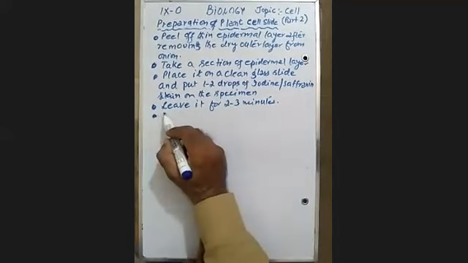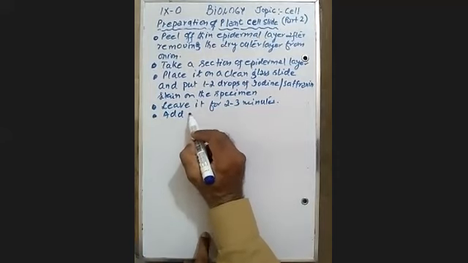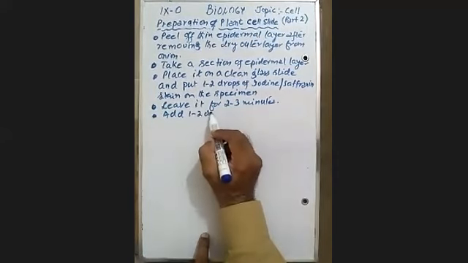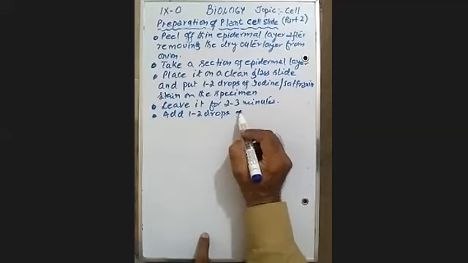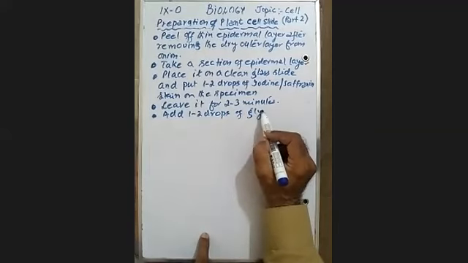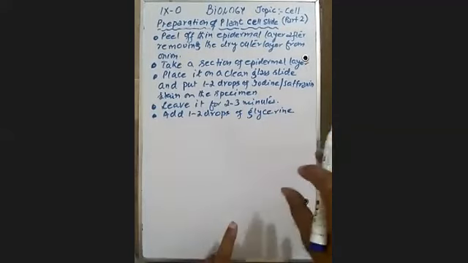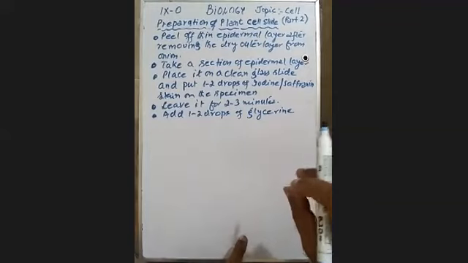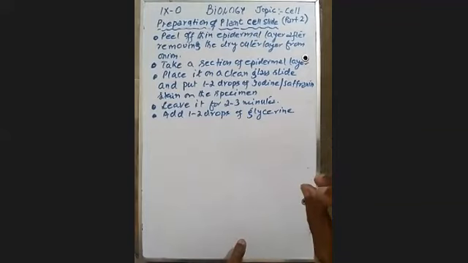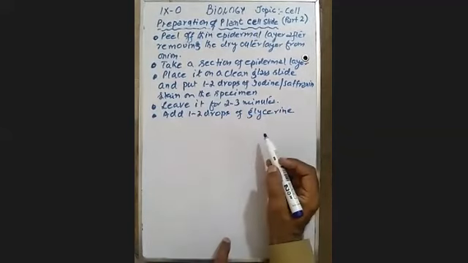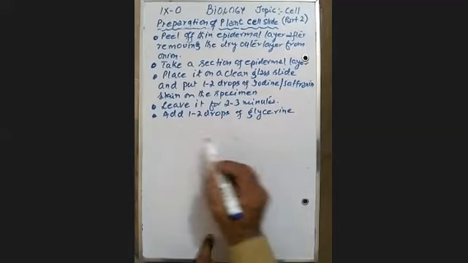Next, add 1 to 2 drops of glycerine. As I told you, in glycerin the image becomes clear. You can see the image clearly, therefore glycerin is added, and it prevents the section from drying up. So this prevents drying of the section and makes the parts more visible in the microscope. Okay? So add 1 to 2 drops of glycerine and then place a cover slip.